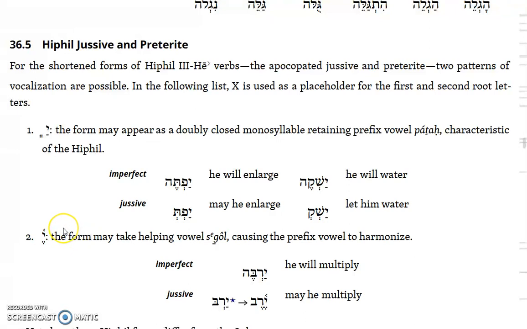Hiphil jussives and preterites. For the shortened form of the hiphil third hey verb, the apocopated jussive and preterite, two patterns of vocalization are possible. In the following list, X is used as a placeholder for the first and second root letters. So, number one, the yod with a patah under it, the form may appear as a doubly closed monosyllable retaining the prefix vowel patah characteristic of the hiphil.